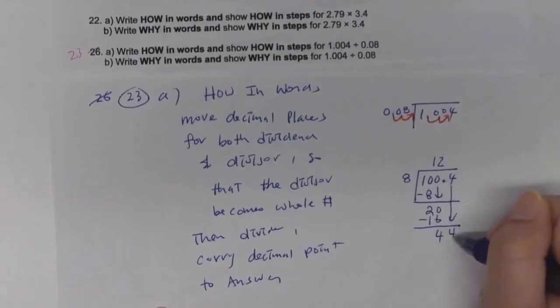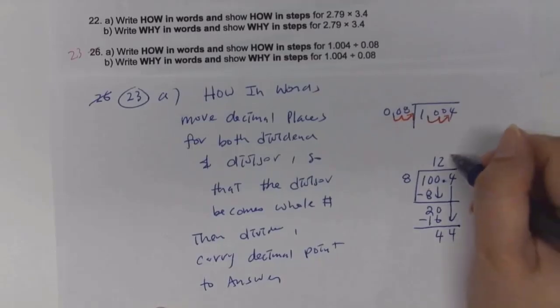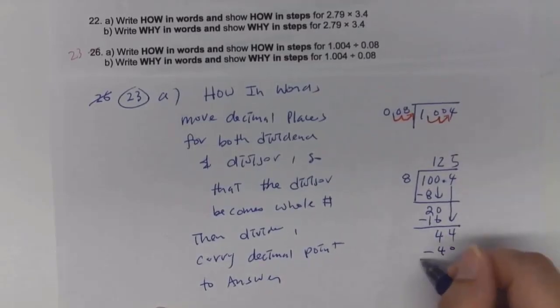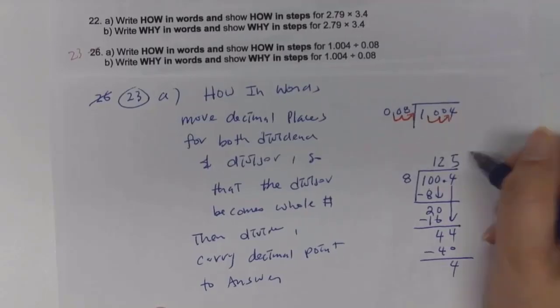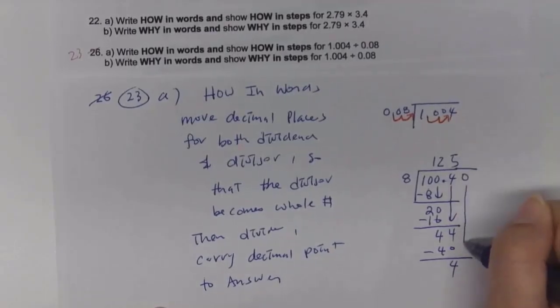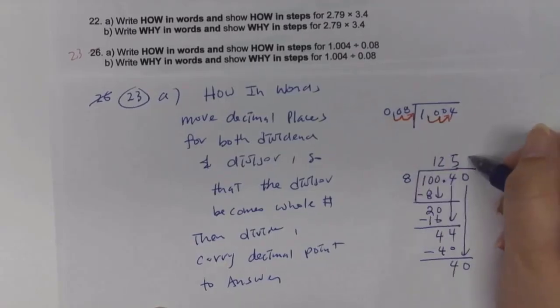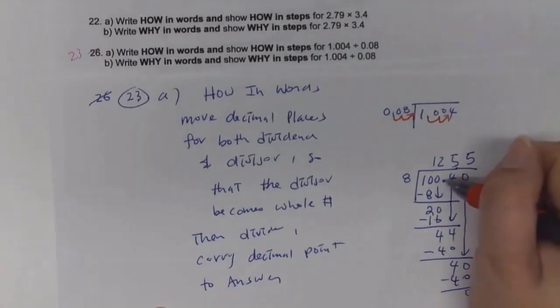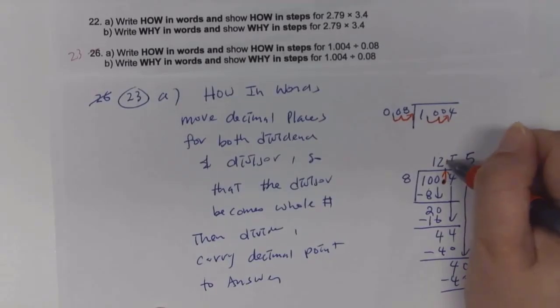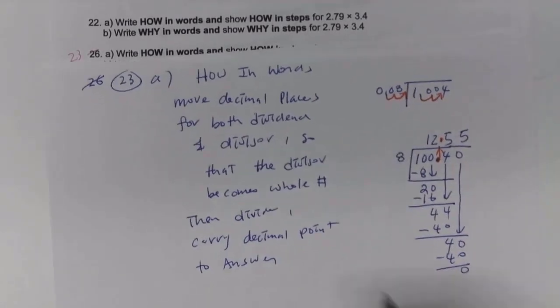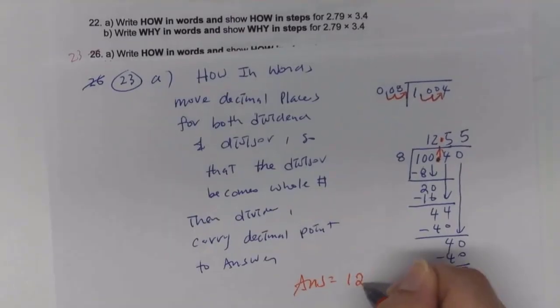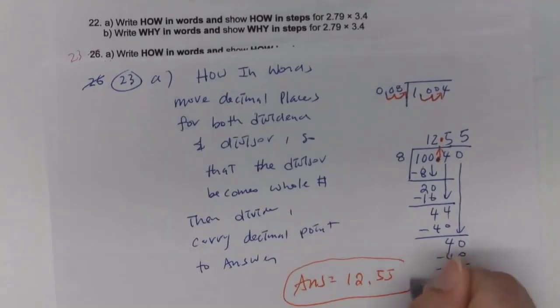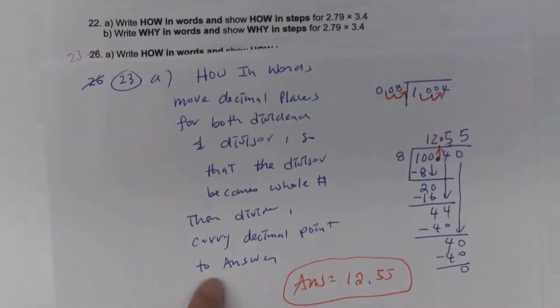Bring down the 4 here. 8 times 5 is 40. And if we subtract, we have a 0 again. We can put a 0 one more time. And 8 times 5 is going to be 40 again. So I am done here. And my decimal point is here, so I will carry it on top. So it shows that my answer is going to be 12.55. Is that okay? So that is the how in words and then how in steps.